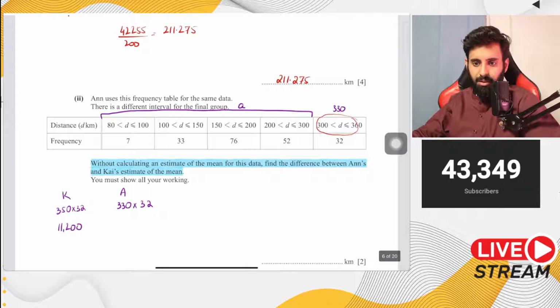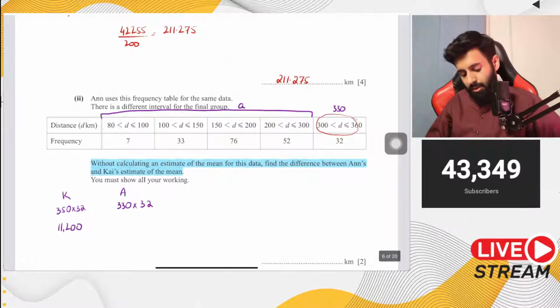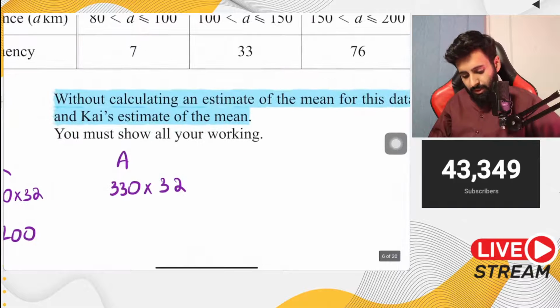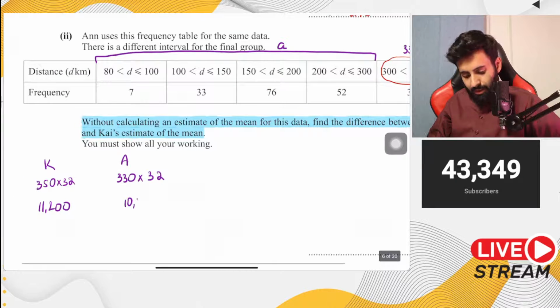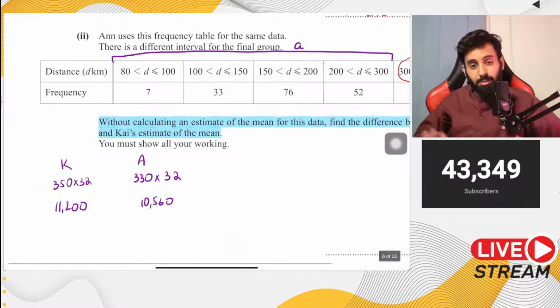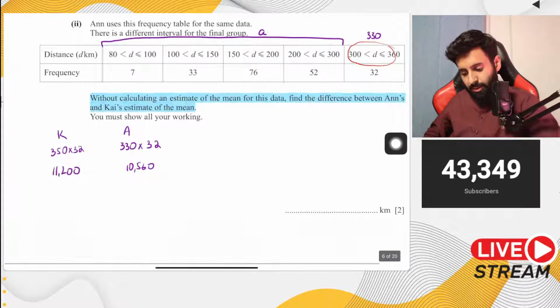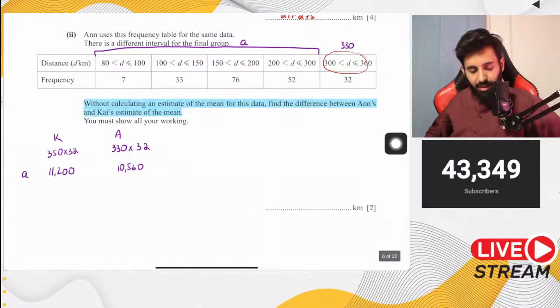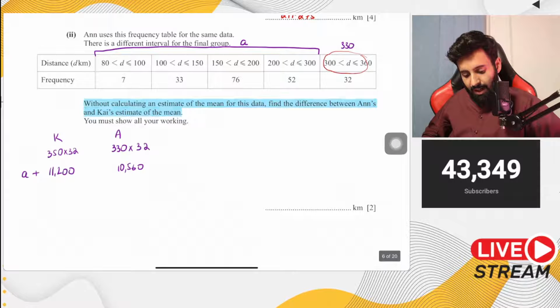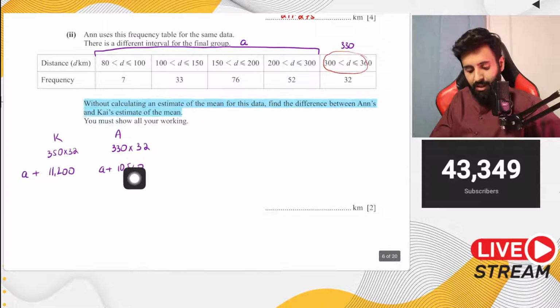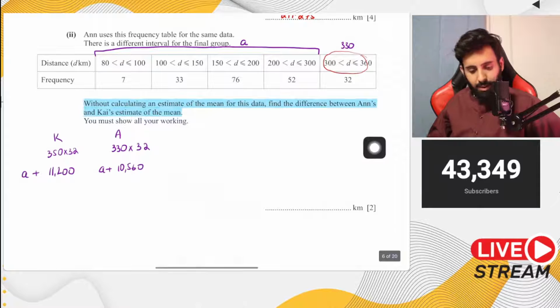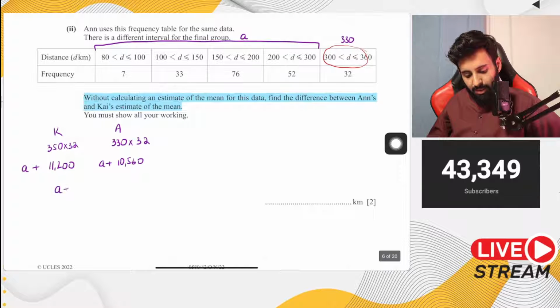Let's see what that is equal to. 330 multiplied by 32 is equal to 10,560. So this will be the only difference. 11,200 and 10,560. Think of it this way: previously you were adding a and 11,200. Here also you're adding a, but you're not adding 11,200. In fact, you're adding 10,560. So how do I calculate the difference between the two? A plus 11,200 minus a plus 10,560.